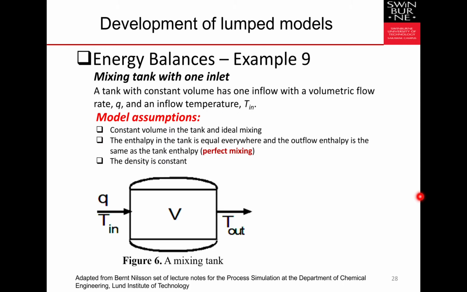So now we consider an example: a mixing tank with one inlet. A tank with constant volume has one inflow with a volumetric flow rate Q and an inflow temperature T in. The assumptions here are that the tank has a constant volume and there is ideal mixing. The enthalpy in the tank is equal everywhere and the outflow enthalpy is the same as the tank enthalpy, which is the perfect mixing. The density is constant.